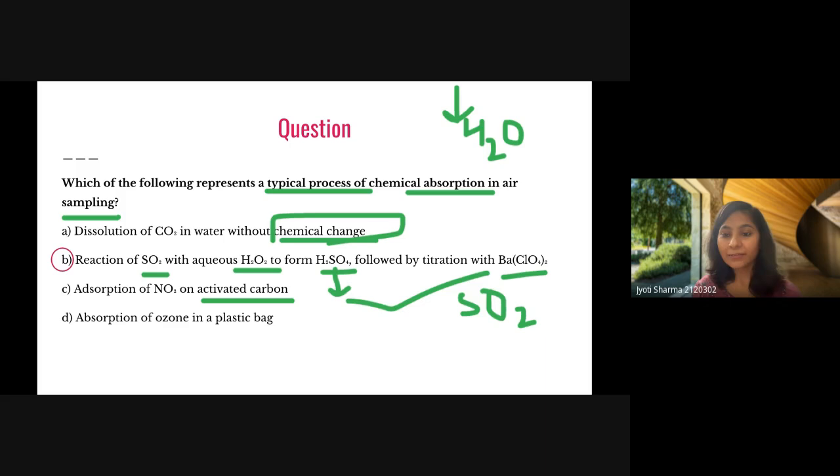If it is activated carbon or charcoal, this will again come under physical adsorption, because there again there is no kind of chemical reaction. And this one is grab sampling, absorption of ozone in a plastic bag. As it is, the air in the atmosphere, we are just storing it. So we covered grab sampling, physical adsorption, chemical absorption, right? Till now.